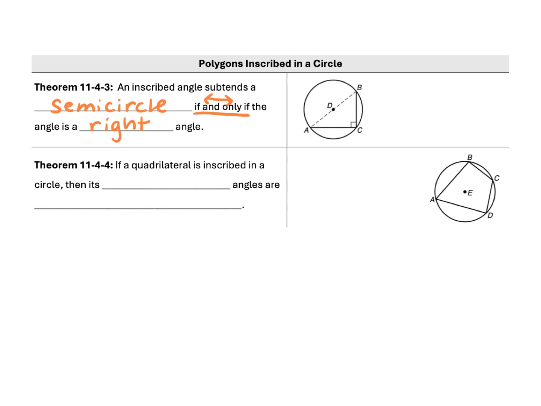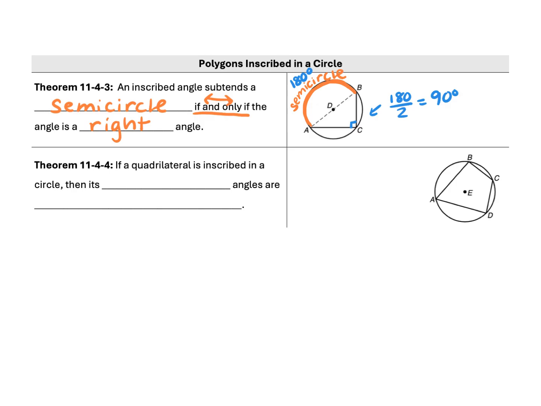Let's mark up our picture a little bit. An inscribed angle subtends a semicircle. Notice that arc AB right here is formed by the diameter segment AB, which means we have a semicircle right here. Recall that a semicircle, half a circle, is 180 degrees. And well, if the inscribed angle is half the measure of the intercepted arc, well, 180 divided by 2 is 90 degrees.